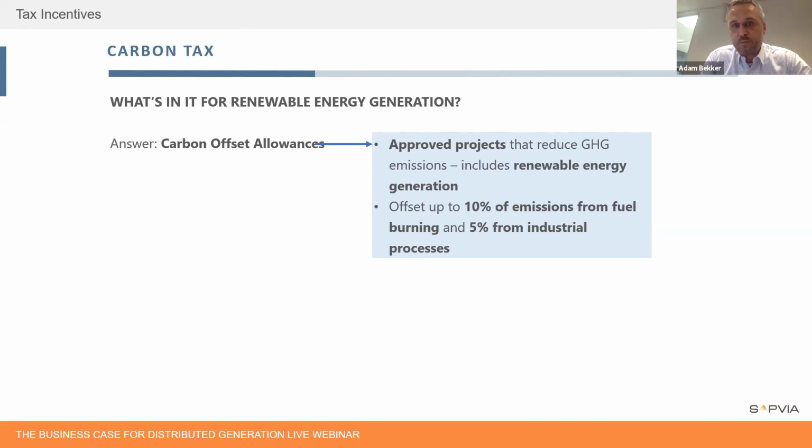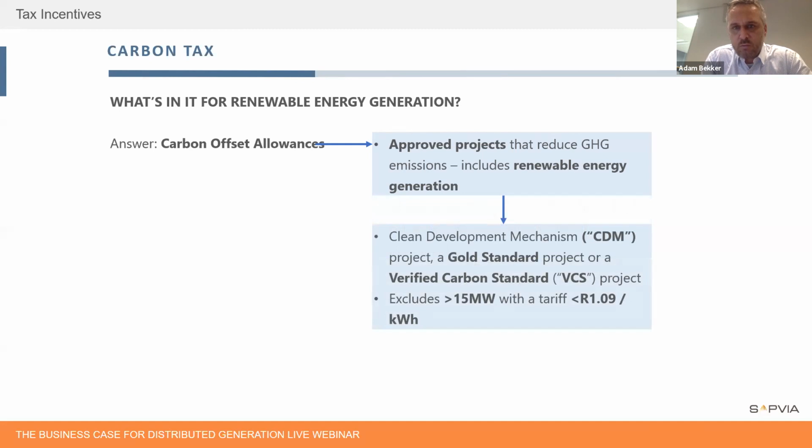And the good news is that those approved projects include renewable energy generation. There is a limit on the percentage of your emissions that you can offset. So up to 10% of your emissions from fuel burning and 5% from industrial processes. But up to those limits, for every ton of carbon saved, you can obviously save the current rate of carbon tax, which is 134 Rand per ton. You can just move to the next slide.